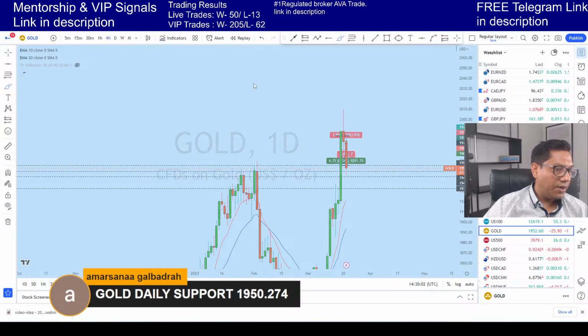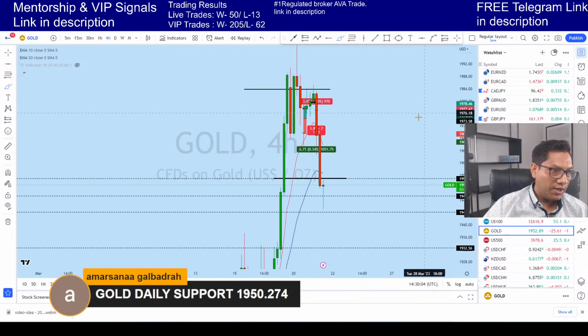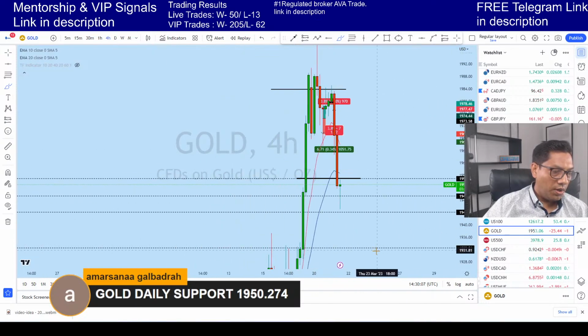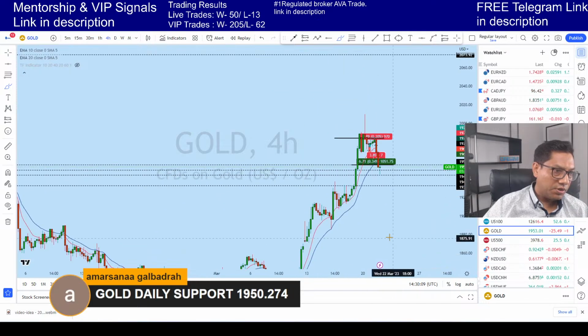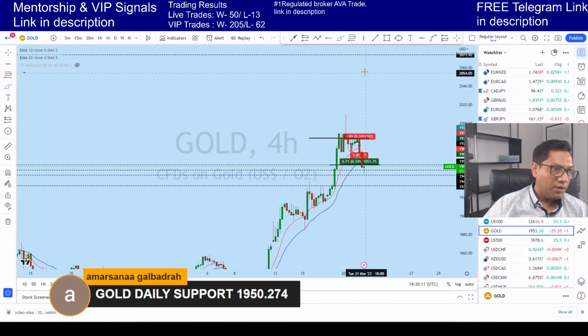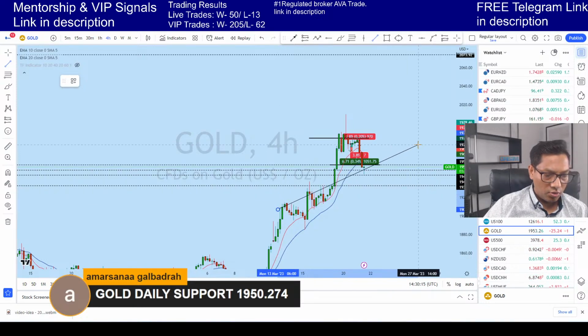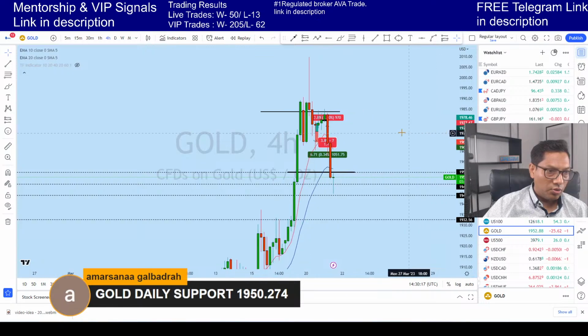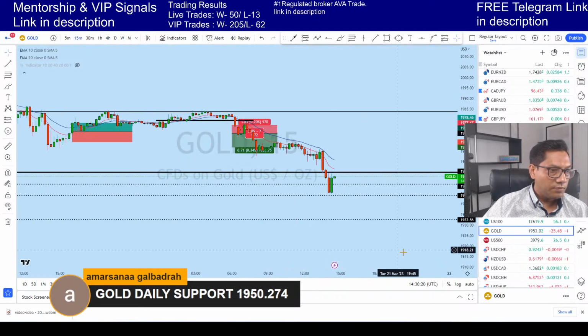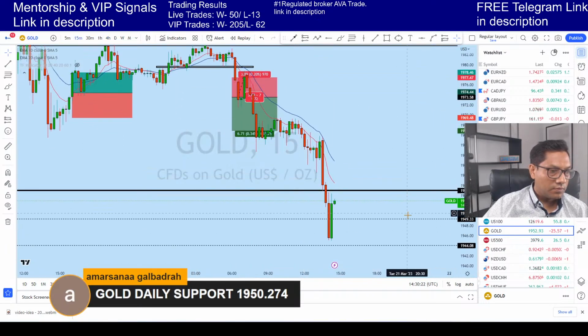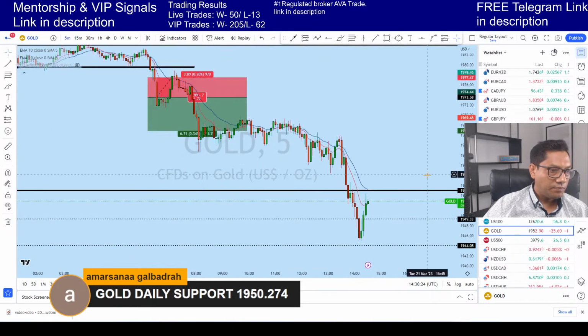Let's see what happened. From the 4 hour, we can see already well below this level where there is the previous support zone here. If we draw this trend line, we see the market in fact on a level of support. So let's see what happened.